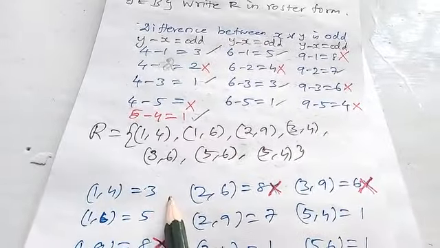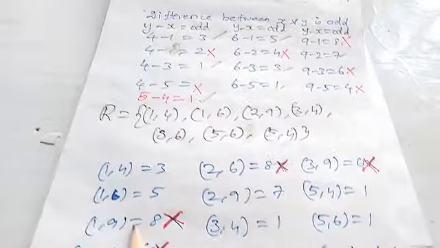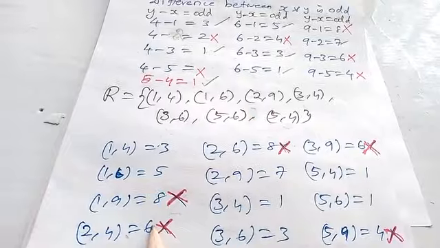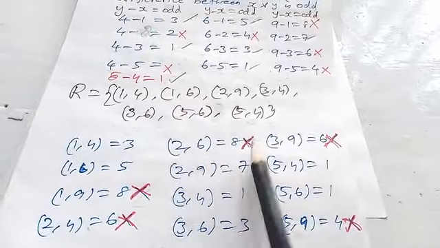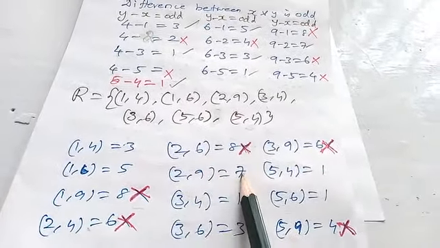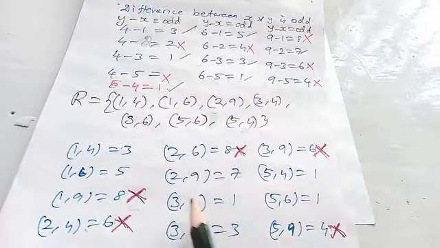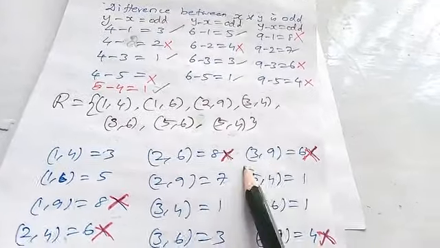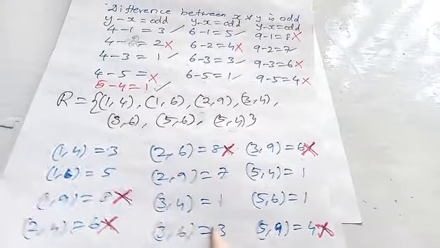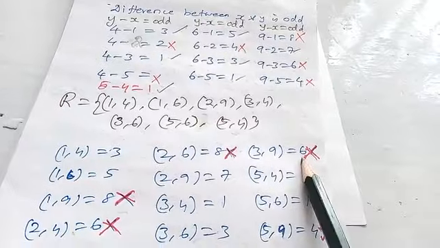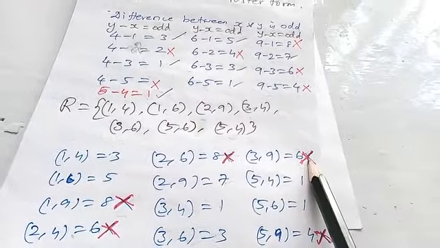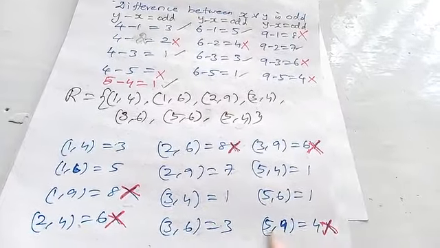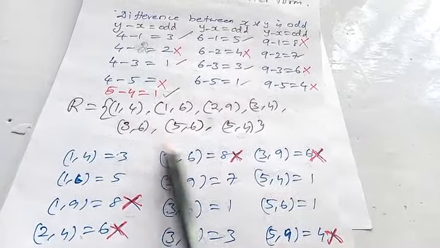Difference of 1 and 4, 3. Difference of 1 and 6, 5. Difference of 1 and 9, 8, we cannot take. Difference of 2 and 4, 2 and 6, evens, we cannot take. 2 and 9 is 7, okay, we can take. 3 and 4, 1, we can take. 3 and 6, 3, we can take. 3 and 9 is 6, we cannot take because it's even. 5 and 4, 1. 5 and 6, 1. 5 and 9, 4, even, we cannot take. So it is verified also.